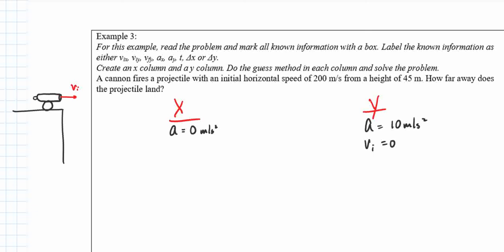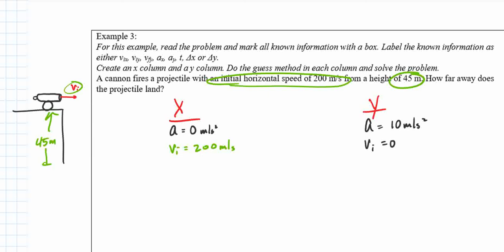From the problem, as we look through it, it has an initial horizontal speed of 200 meters per second. That's this initial velocity up here. That's in the x direction. It's 200 meters per second. And it's doing it from a height of 45 meters. That means the cliff, the place where it's at, I guess, is 45 meters tall.